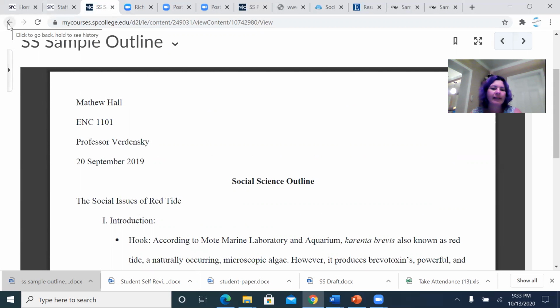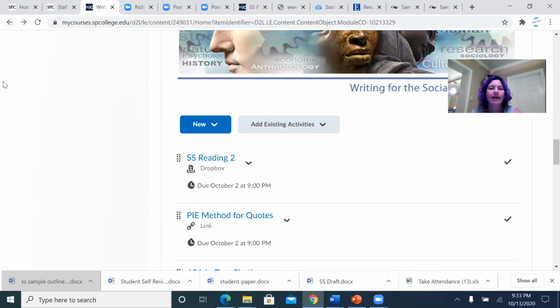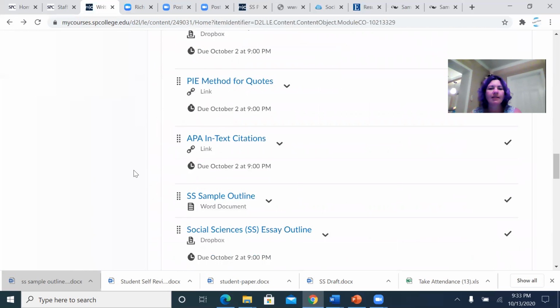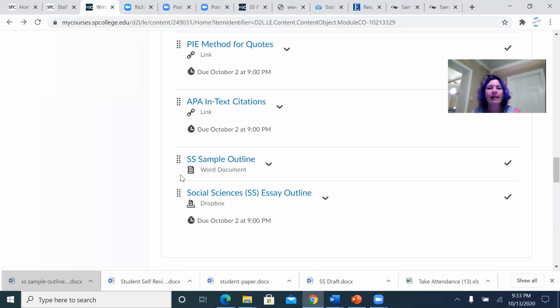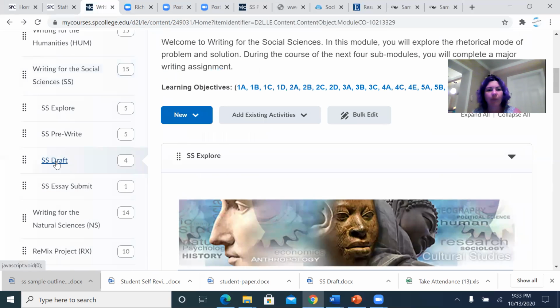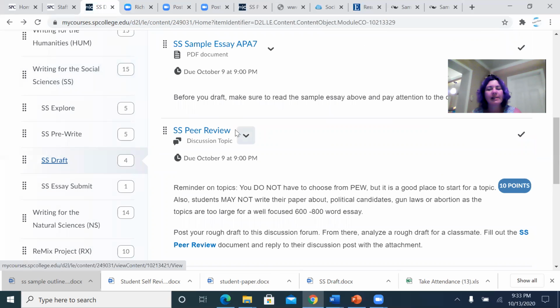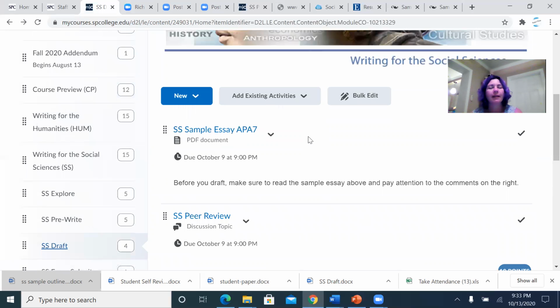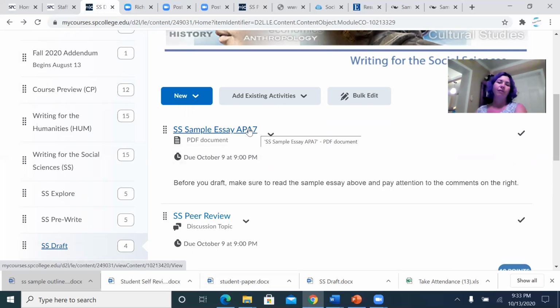I'm going to go ahead and take a step back into our course content, and we just reviewed that sample outline. Students should have submitted their own outline to this Dropbox the first week of October. Then we move into the drafting week. So this is the step that should have just been completed within the last few days. We have a complete sample essay for students to review.